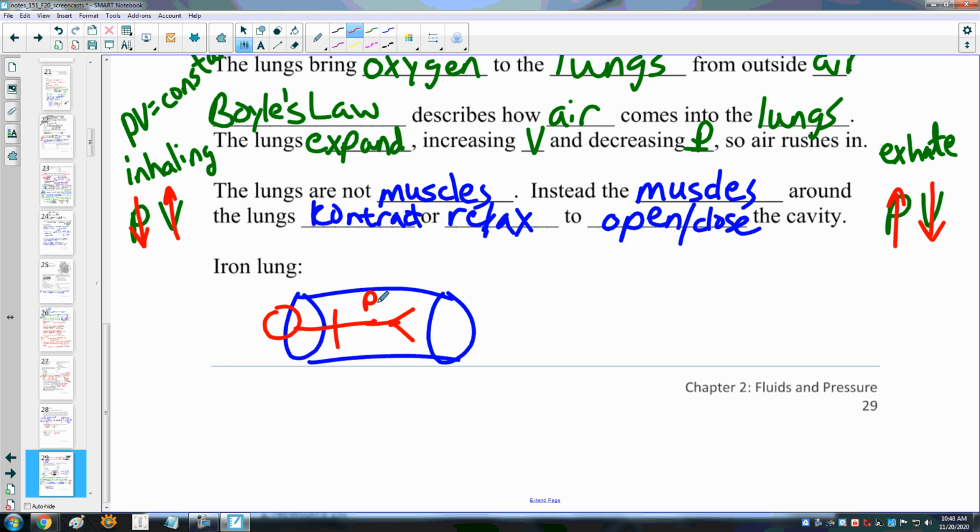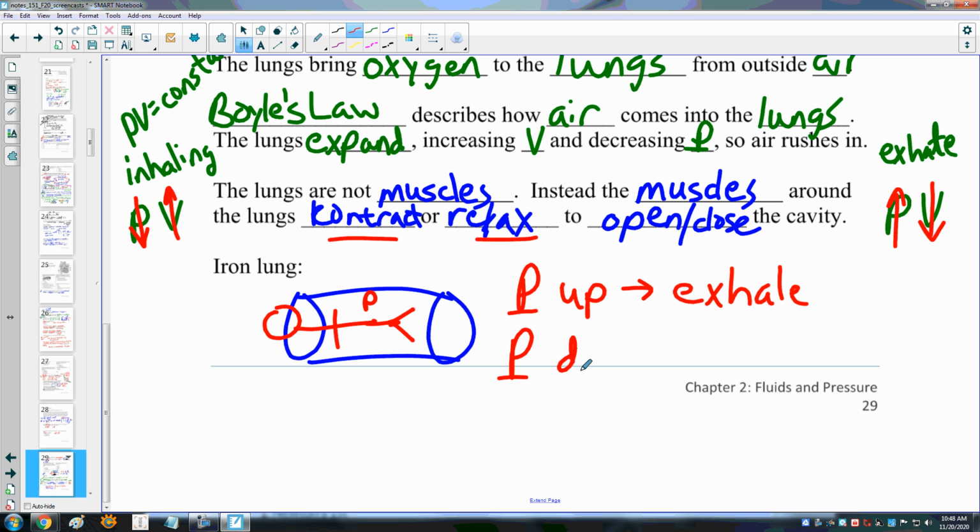So if your muscles have been really weak, say from polio, for example, that's where the iron lung was used mostly. If your muscles are really weak, then they can't contract or relax to open or close the cavity. It just becomes really difficult to breathe just because your muscles have lost a lot of their strength. And in this, if the pressure inside of the iron lung goes up, that means that you're going to exhale. And if the pressure inside of it goes down, that means that you're going to inhale.